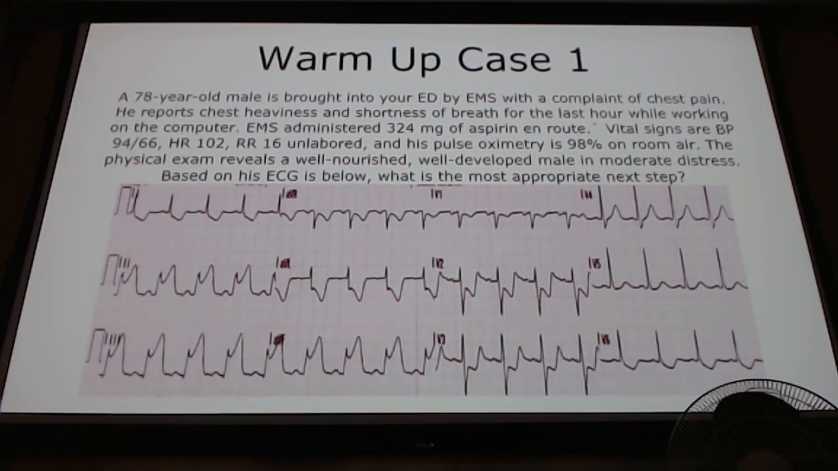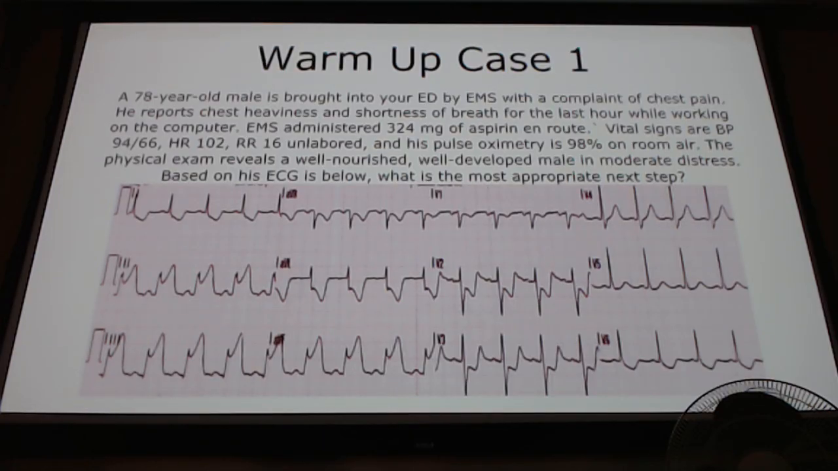All right, here's our warm-up case. A 78-year-old male is brought into your ED with acute chest pain. He reports chest heaviness and shortness of breath for the last hour while working on the computer. EMS gave 324 milligrams of aspirin. Vital signs are 94/66, heart rate 102, respiratory rate 16 and unlabored, pulse ox 98%. Physical exam reveals a well-nourished, well-developed male in moderate distress. Here's his EKG.